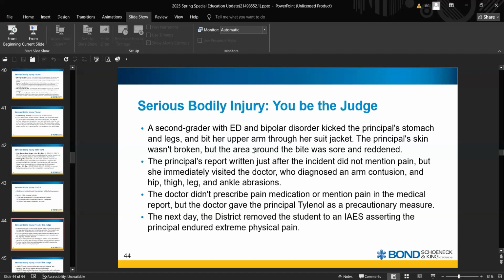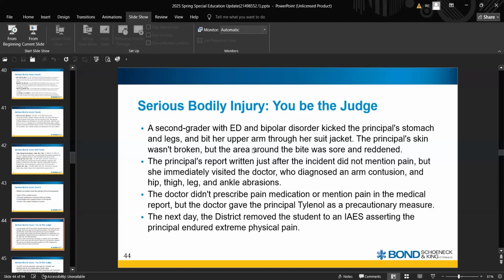All right, second grader with ED and bipolar disorder kicked the principal's stomach and legs, bit her upper arm through her suit jacket. The principal's skin wasn't broken, but the area around the bite was sore and red. The principal's report, written just after the incident, did not mention pain, but she immediately visited the doctor, who diagnosed an arm contusion, hip, thigh, leg, and ankle abrasions. She got banged up. The doctor didn't prescribe pain medication or mention pain in the medical report, but the doctor gave the principal Tylenol as a precautionary measure. The next day, the district removed the student to an IES, asserting the principal endured extreme physical pain.